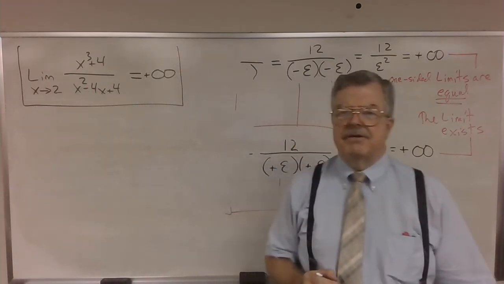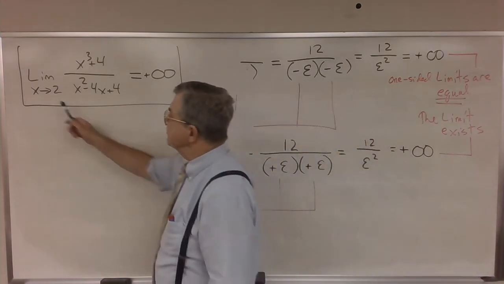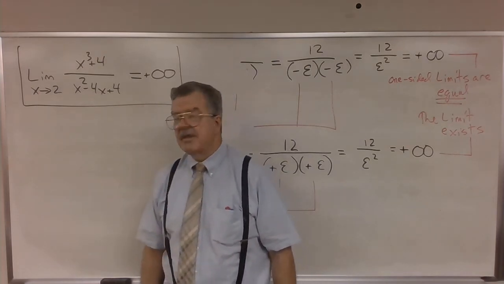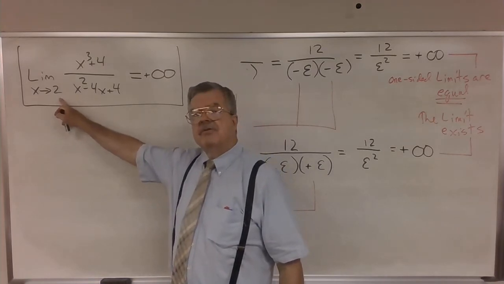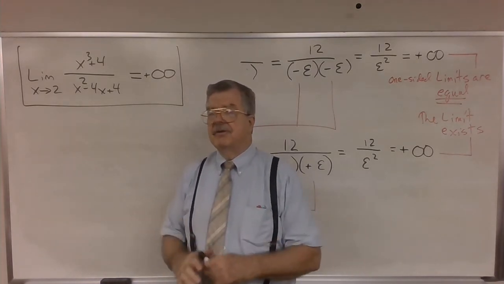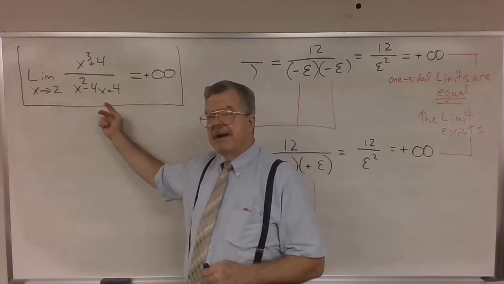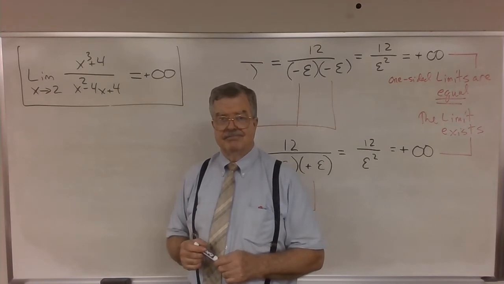Now, how would we interpret our result? The limit as x approaches 2 of this function equals plus infinity. What that means is that as x approaches 2 from either direction, this function becomes large without bound in the positive direction.